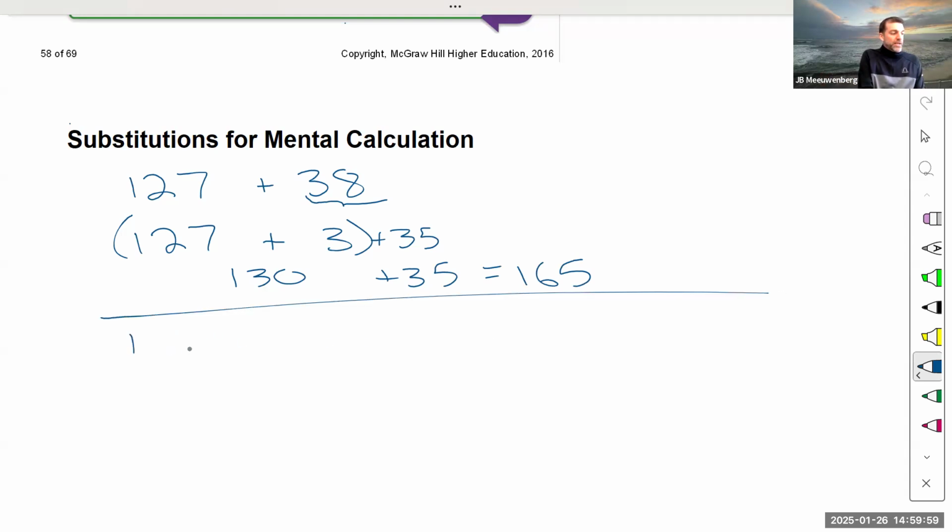Another way you could do this same problem is to take your 127 and then your 38.